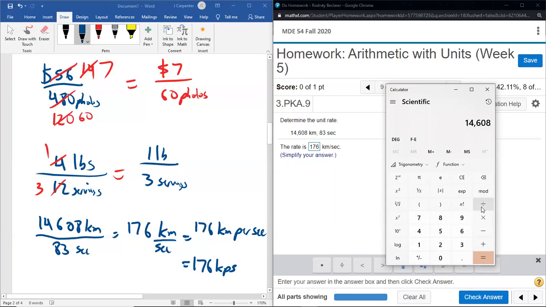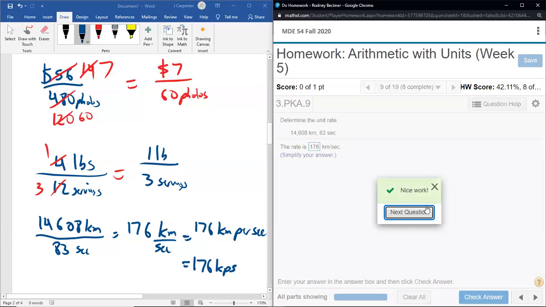14608. I'm staring at the number to make sure it's right. Okay, we're good. Divided by 83. 176. All right, now I'm trusting it. Now we can hit check, and we got it right.